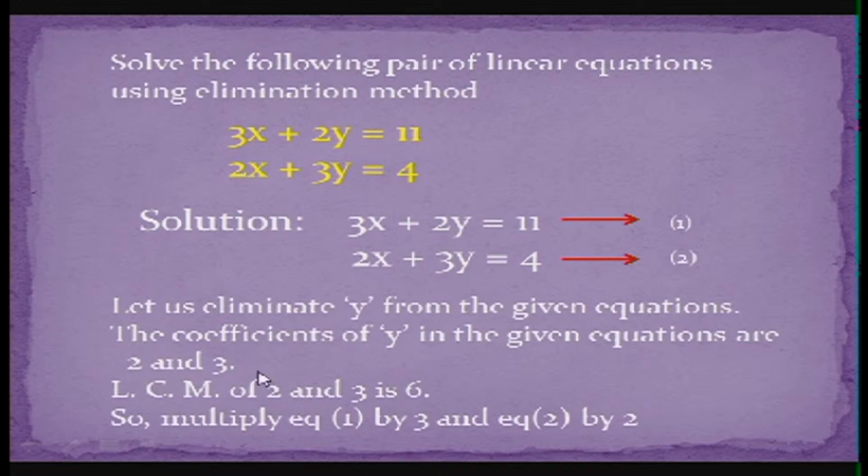Now, what is the LCM of 2 and 3? You know that 2 and 3 are co-primes. So, their LCM is their product. So, we get the LCM of 2 and 3 as 6. So, multiply equation 1 by 3 and equation 2 by 2. That is, we are trying to multiply equations 1 and 2 with the coefficients of the opposite value. So, multiply equation 1 by 3 and equation 2 by 2.